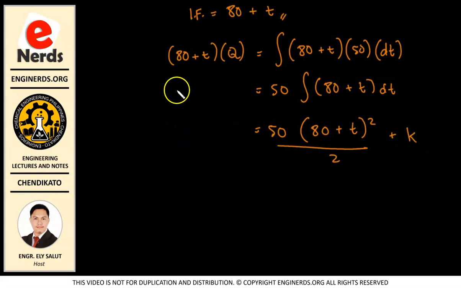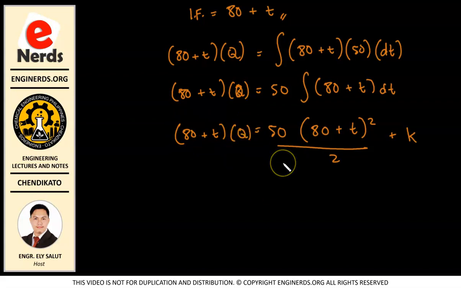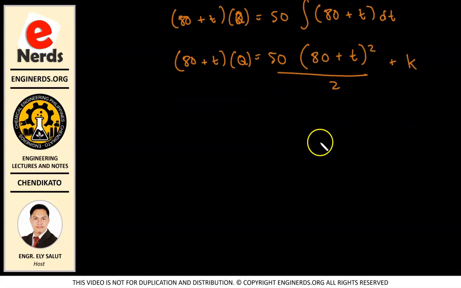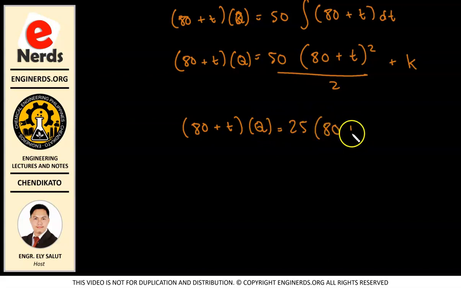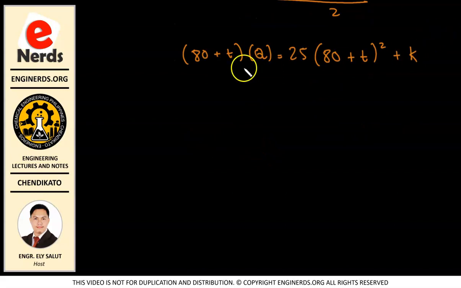So, this is 80 plus t times Q. 50 divided by 2, we will just have 25 here. So, we have 80 plus t times Q is equal to 25 times 80 plus t squared plus K. Basically, this is the equation we will use. However, we can still simplify it. We have to take out the 80 plus t on the left side of our equation, so we'll divide both sides by 80 plus t.